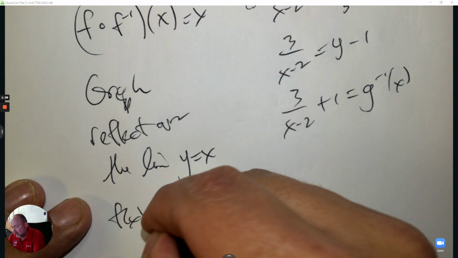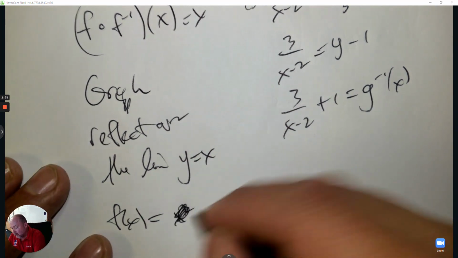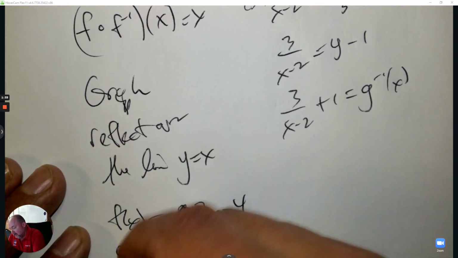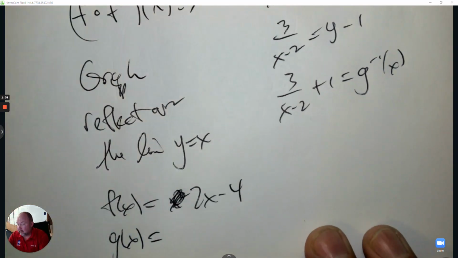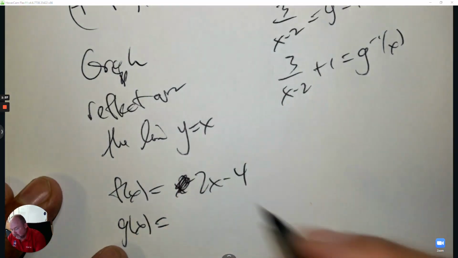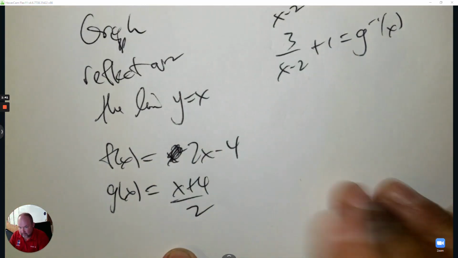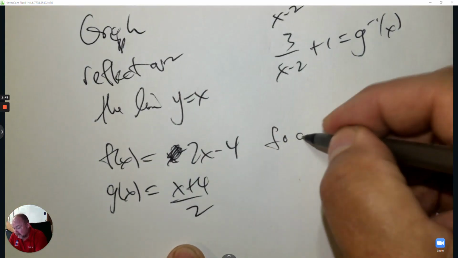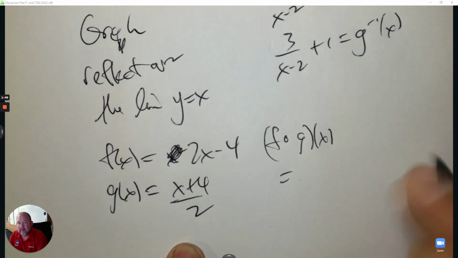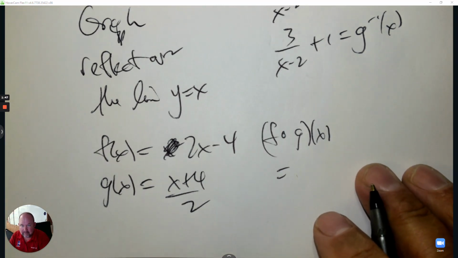So let's say I give you two functions. How would you know if they were inverses of each other? So I want to know if these two are inverses of each other. What would you do to know? Well, you would compose them. That's the easiest way rather than graphing. If you had to graph, you would, and then see if they reflect over the line.